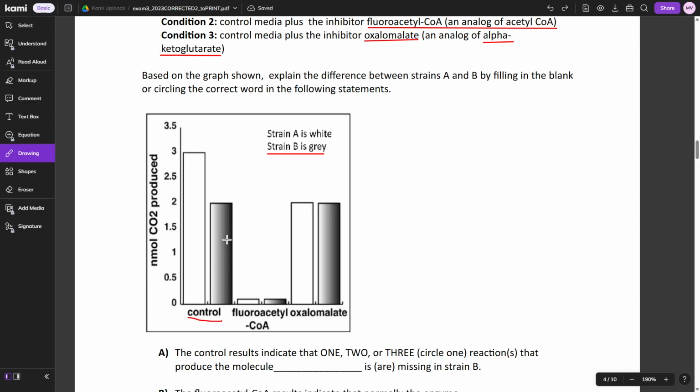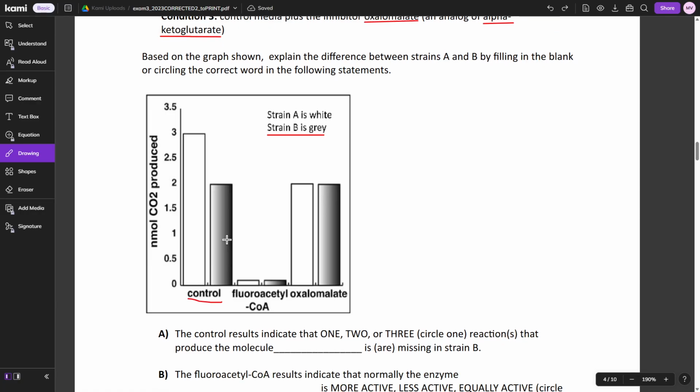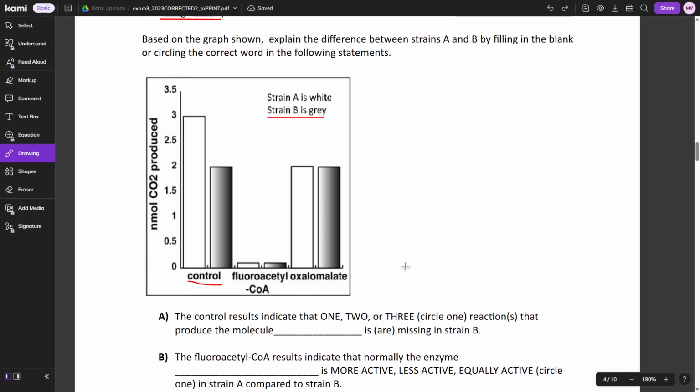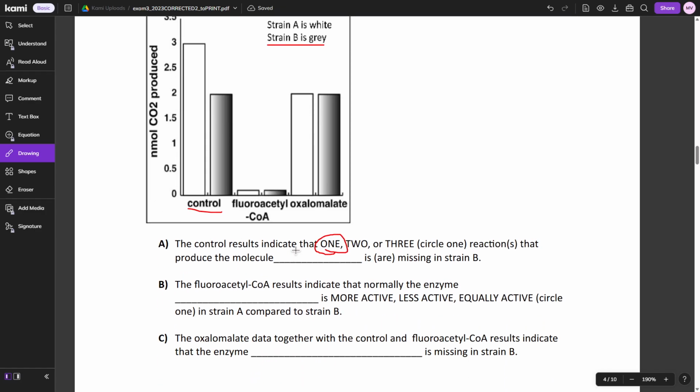Strain B is weird because strain B is missing one of them. So we can already answer question A based off of that. The control results indicate that 1, 2, or 3 reactions that produce the molecule blank is missing in strain B. So clearly we're missing a CO2 here, right? So we're missing 1 CO2, and that is the answer to that.